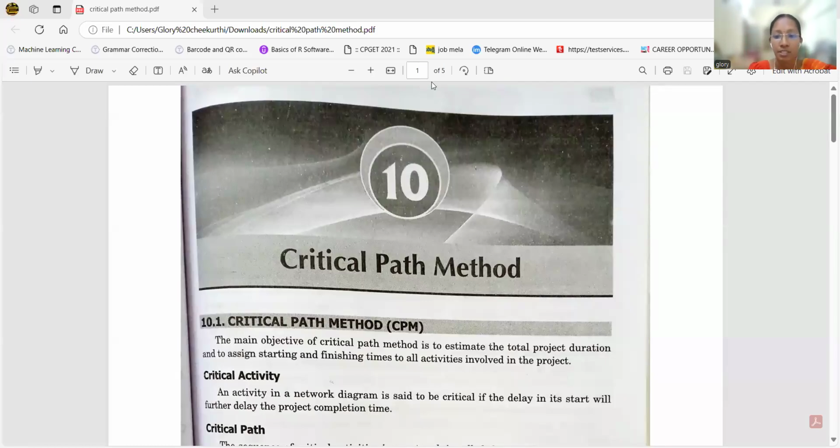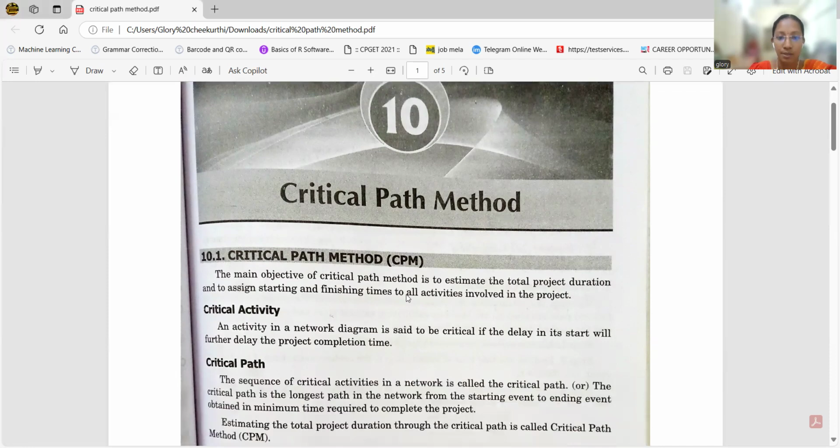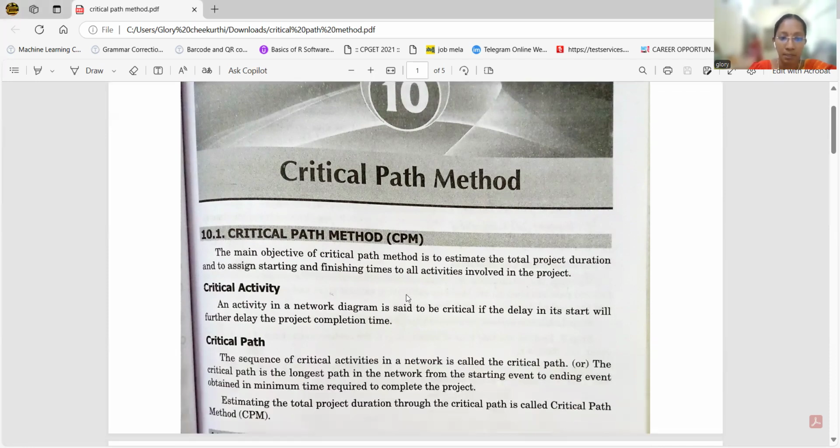Good morning, students. Now we have to discuss the critical path method, which is also known as CPM. The meaning and objective of the critical path method is to estimate the total project duration and to assign the starting and finishing time to all activities involved in the project.